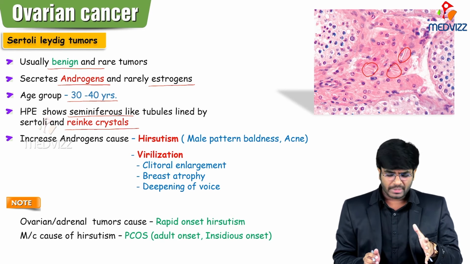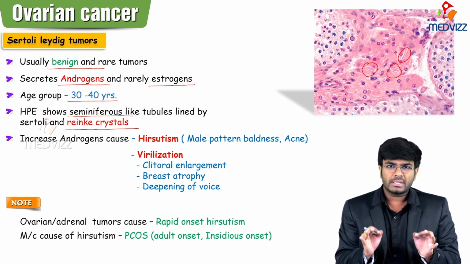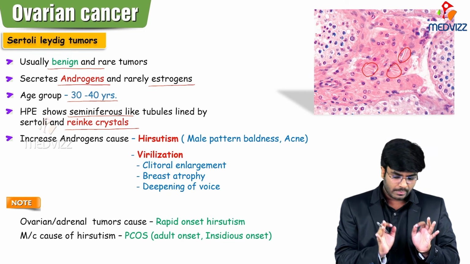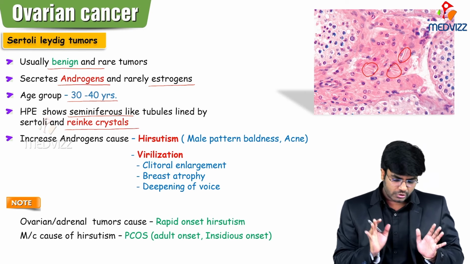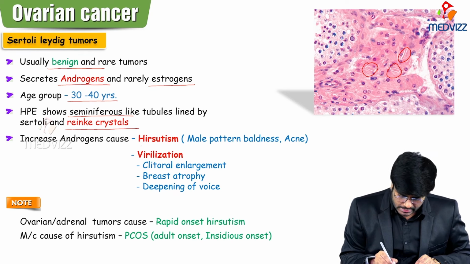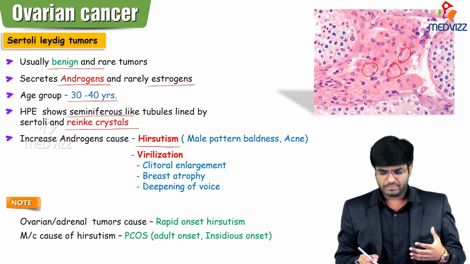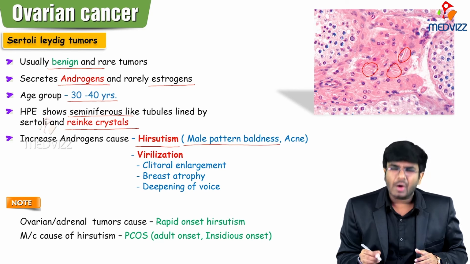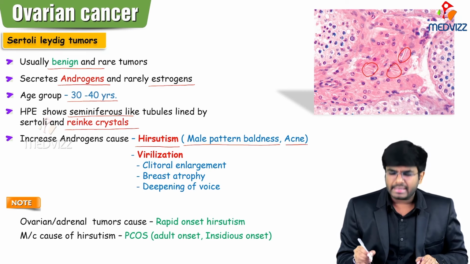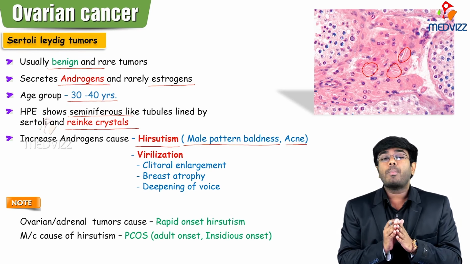These are made up of 3-beta hydroxysteroid dehydrogenase, but that is not needed. The important point is that on histopathology, Reinke crystals are seen with Sertoli-Leydig cell tumors. They produce androgens, and because of this hyperandrogenic state, there can be hirsutism, which is mild. In hirsutism, male pattern baldness can be there, abnormal facial hair can be there, and even acne. This is okay, but there are more severe, more permanent changes.